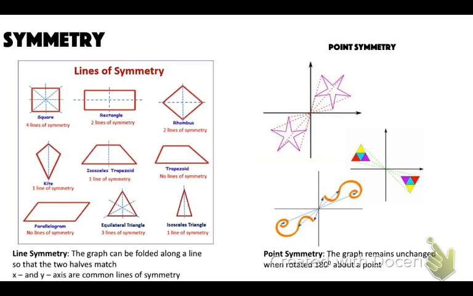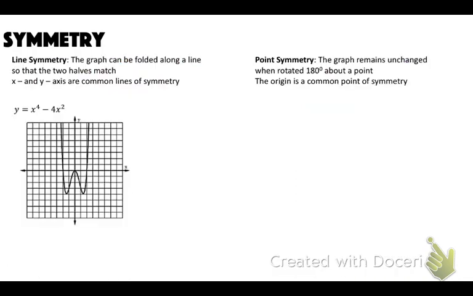So x and y axis are common lines of symmetry that we're going to be talking about, and the origin is a common point of symmetry for the graphs. So here, we want to figure out what the lines of symmetry are, and then we're going to try and figure it out algebraically also. So this one, we have a line of symmetry right down the y-axis. So this is going to be symmetric with the y-axis.